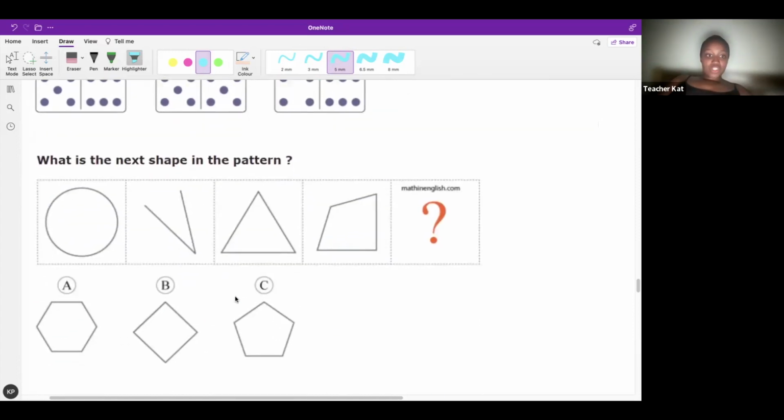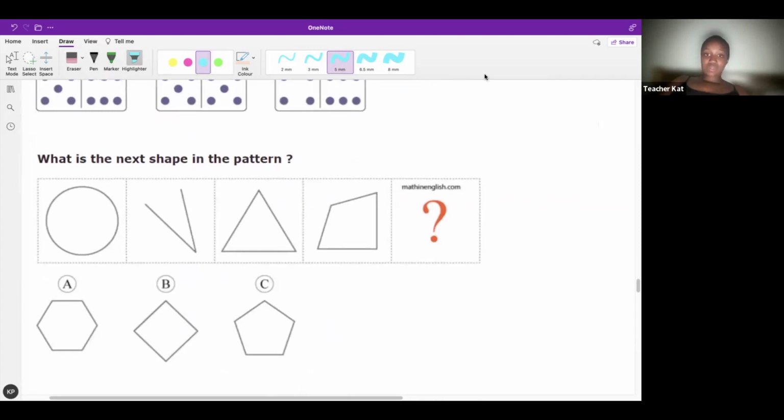Okay, and my last one. Which shape is the next one in this pattern? And why? It would be nice if someone would tell me why they gave me that answer. Is it A, B, or C? Ali says B. Nelson says C. Okay. Why, guys? Do you guys have any justifications for your answers? Yes, Nelson, you may unmute.